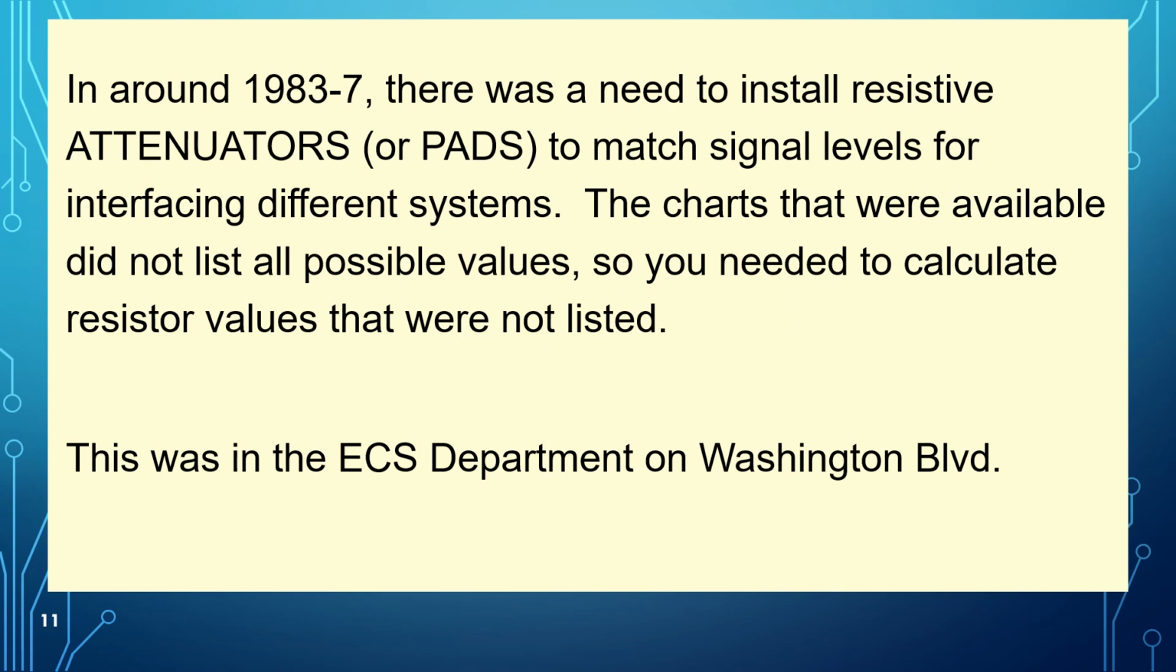In around 1983 to 1987 time frame, there was a need to install resistive attenuators or pads to match signal levels for interfacing different systems. The charts that were available did not list all possible values, so you needed to calculate resistor values that were not listed in the tables or charts. And this was in the ECS department on Washington Boulevard.